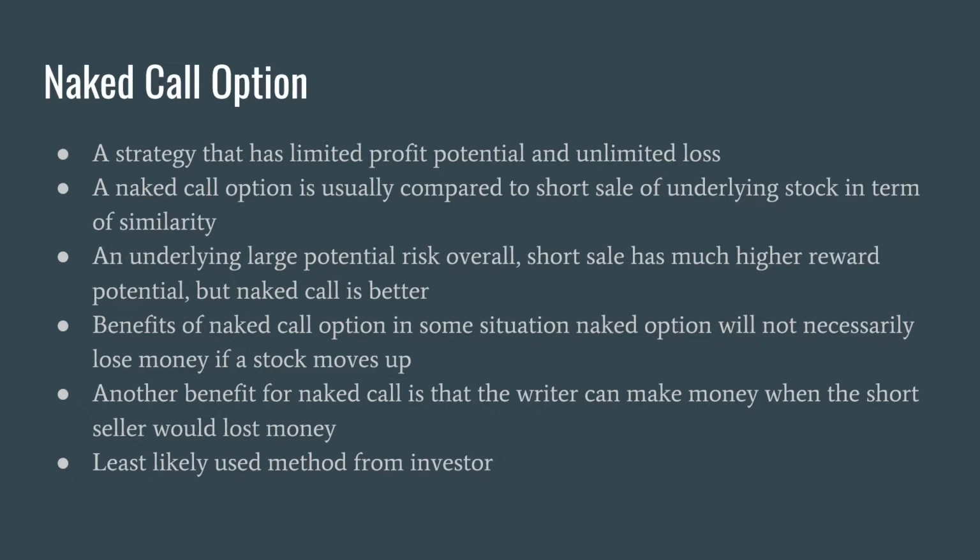An example would be if one investor sold the July 50 call naked for 5 points, while another investor sold the stock short at 50. If Apple was at 52 when it expired, the naked call writer would make a 2-point profit, whereas the short sale has a 2-point loss.